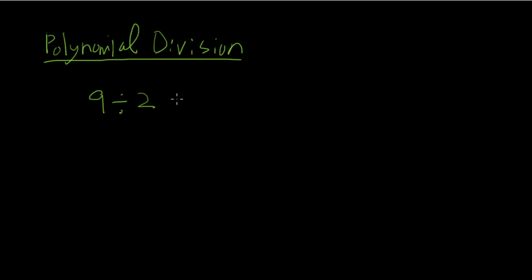Well, we can put this into division format. So 9 is going to be divided by 2. Then we're going to put 4 here. That 4 is multiplied by 2. Put it right underneath. And we subtract. Then we get 1.